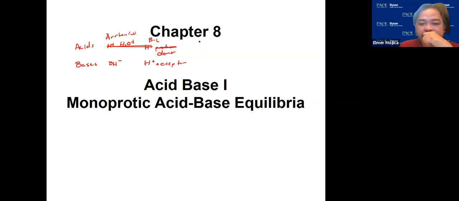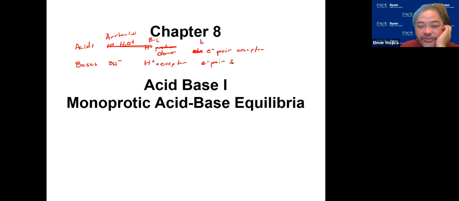And then we also have the definition by Lewis. We define acids as electron pair acceptors, while bases are electron pair donors. So that's one of the things you need to know about acids and bases. You also have the concept of strong acids versus weak acids or weak bases.